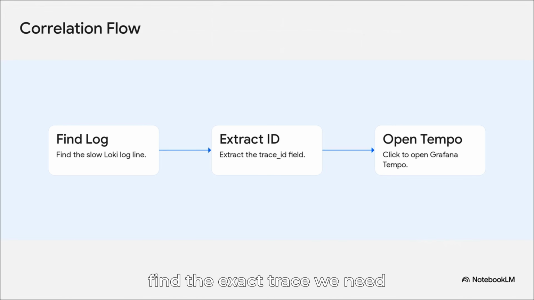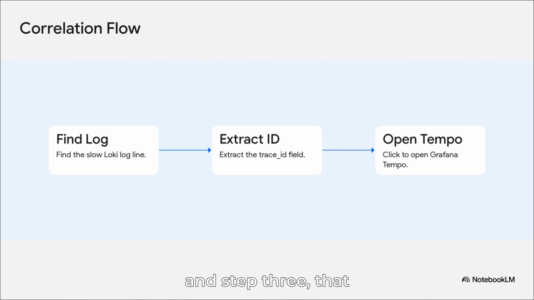So how do we actually find the exact trace we need when everything's on fire and the pressure is on? Here's how that seamless correlation workflow operates right inside Grafana. Imagine a user reports a snag. Step 1, you spot that slow or erroring log line in your Grafana Loki dashboard. Step 2, assuming your system is instrumented properly, Loki uses a really cool feature called derived fields to automatically extract the trace ID right out of that log message.